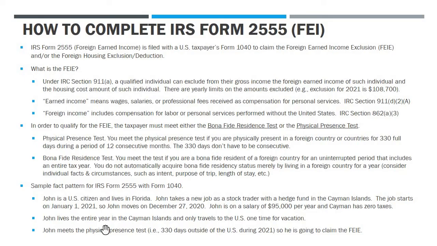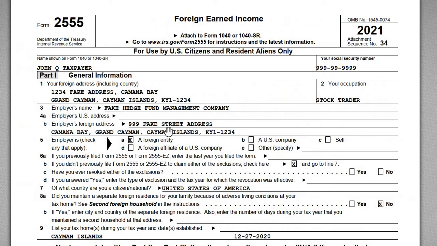So now John lives the entire year in the Caymans. He only comes back to the U.S. once for vacation. So he's going to meet this physical presence test. He's 330 days outside of the U.S. All right, so let's look at the 2555 here.